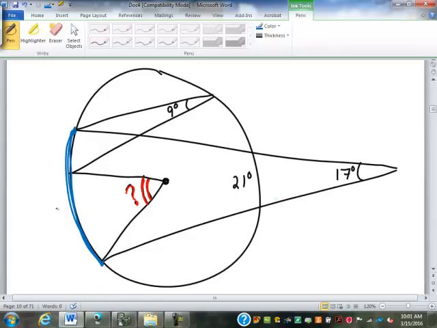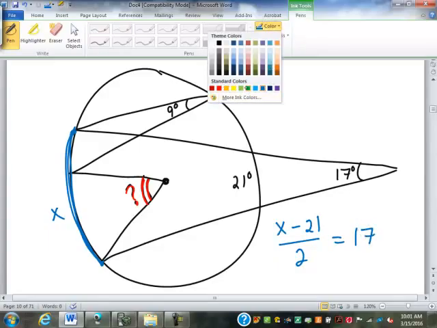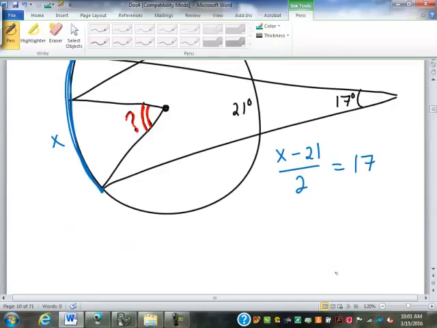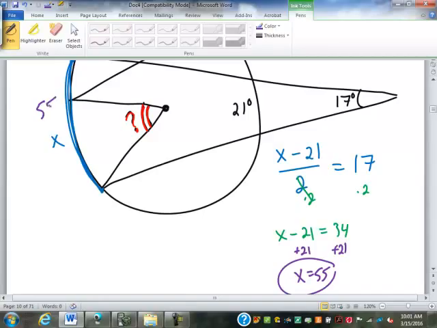Well, whatever that arc is, I'm going to call it x. x minus 21 over 2 has to be 17, correct? So I'm going to times 2. So x minus 21 equals 34. And then I will add 21. So x equals 55. So this arc is 55 degrees.